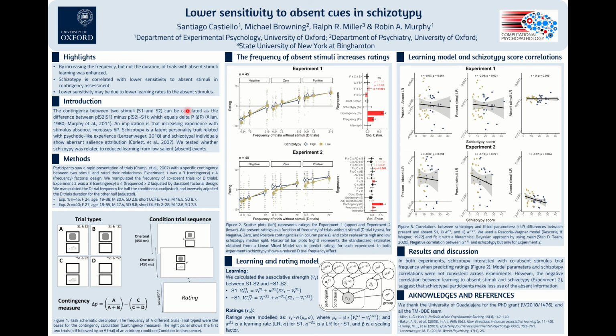In order to test this mechanistic explanation, we fit a hierarchical Bayesian Rescorla-Wagner model where we fit 2 learning rates, one learning rate for the present stimuli and the other for the absent stimuli, and we were expecting the absent stimuli learning rate to be negatively correlated with schizotypy, which was the case for experiment 2 but was not for experiment 1. So our modeling result is not consistent, but our behavioral results show a lower sensitivity to absent information.